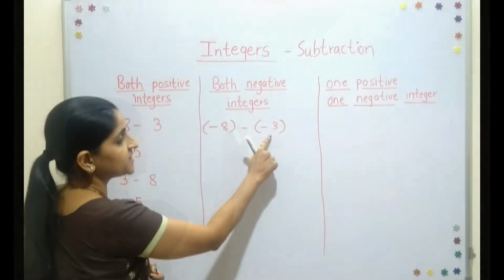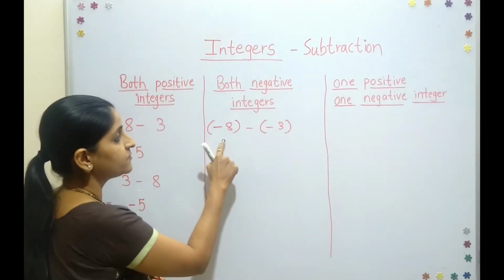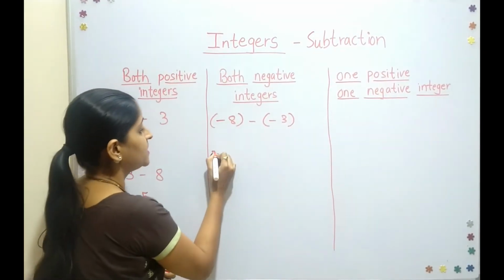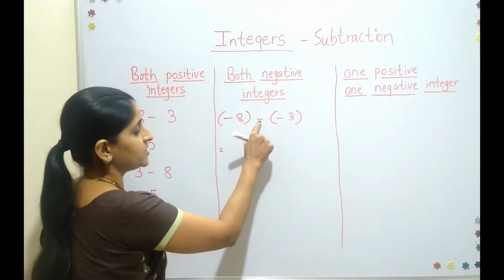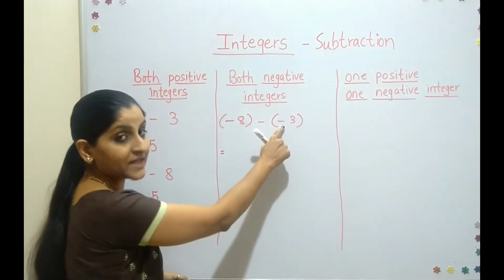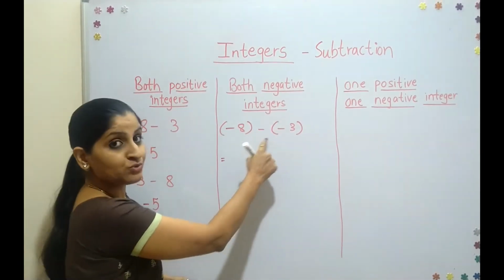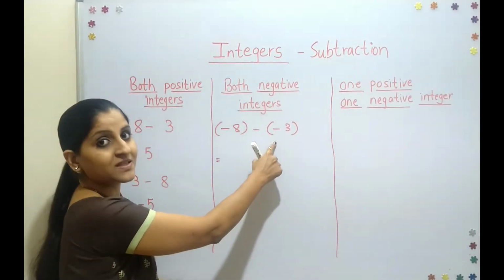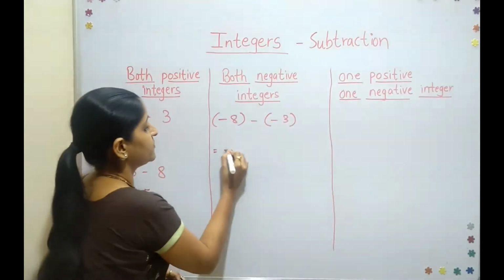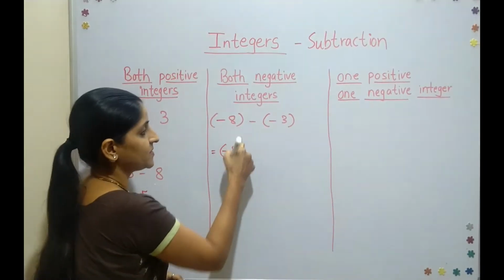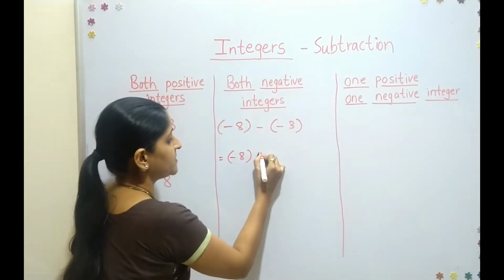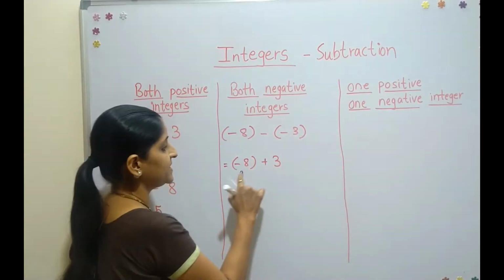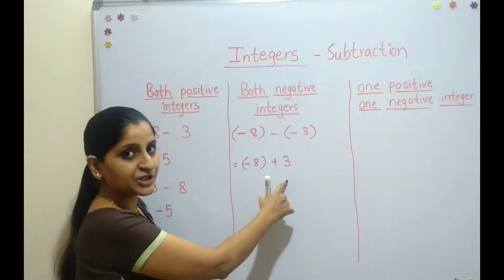So I'm subtracting negative 3 from negative 8. Here we have to be a little careful. You can see there are two negative signs next to each other. When two negative signs come next to each other, they become positive. So minus 8 will remain as it is, but these two negative signs next to each other will become positive, and it will be negative 8 positive 3.